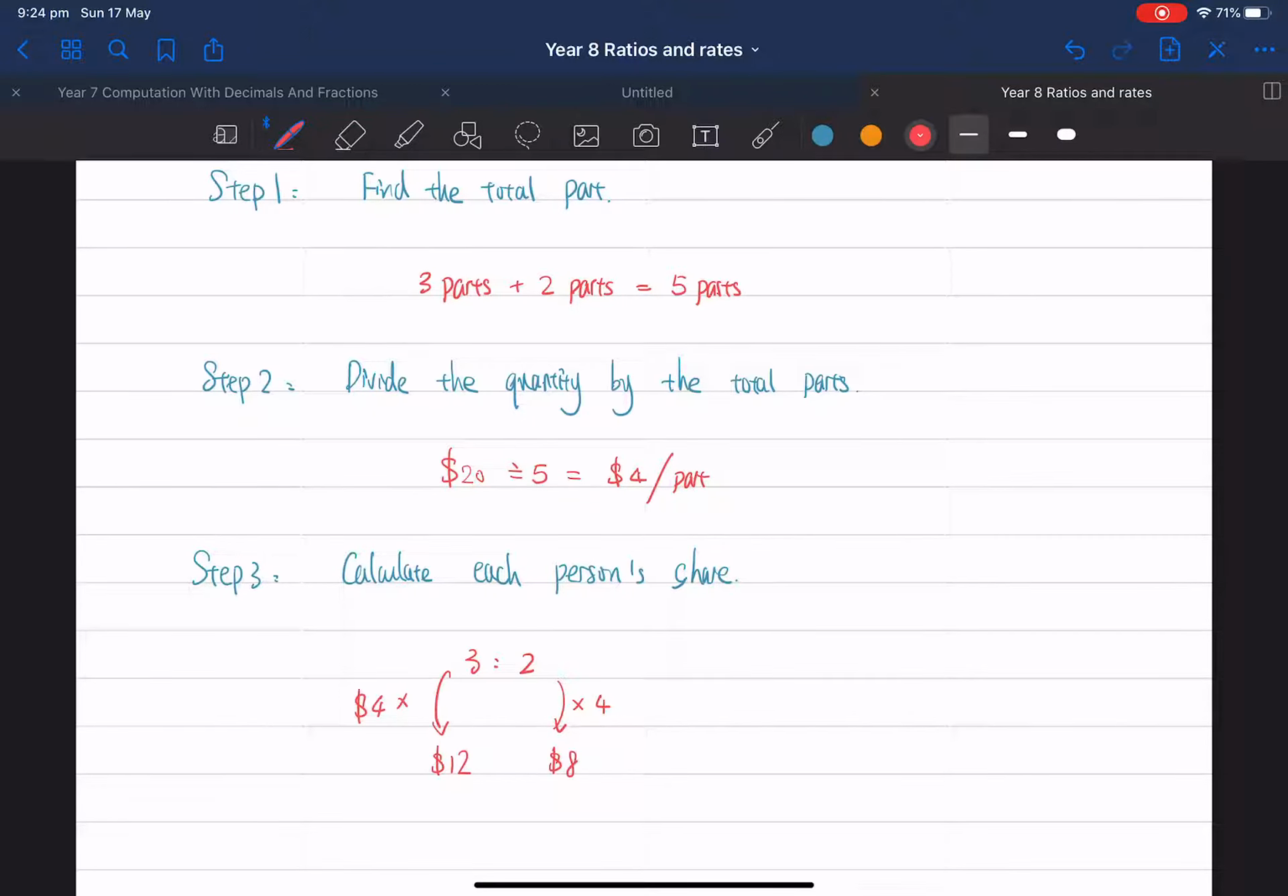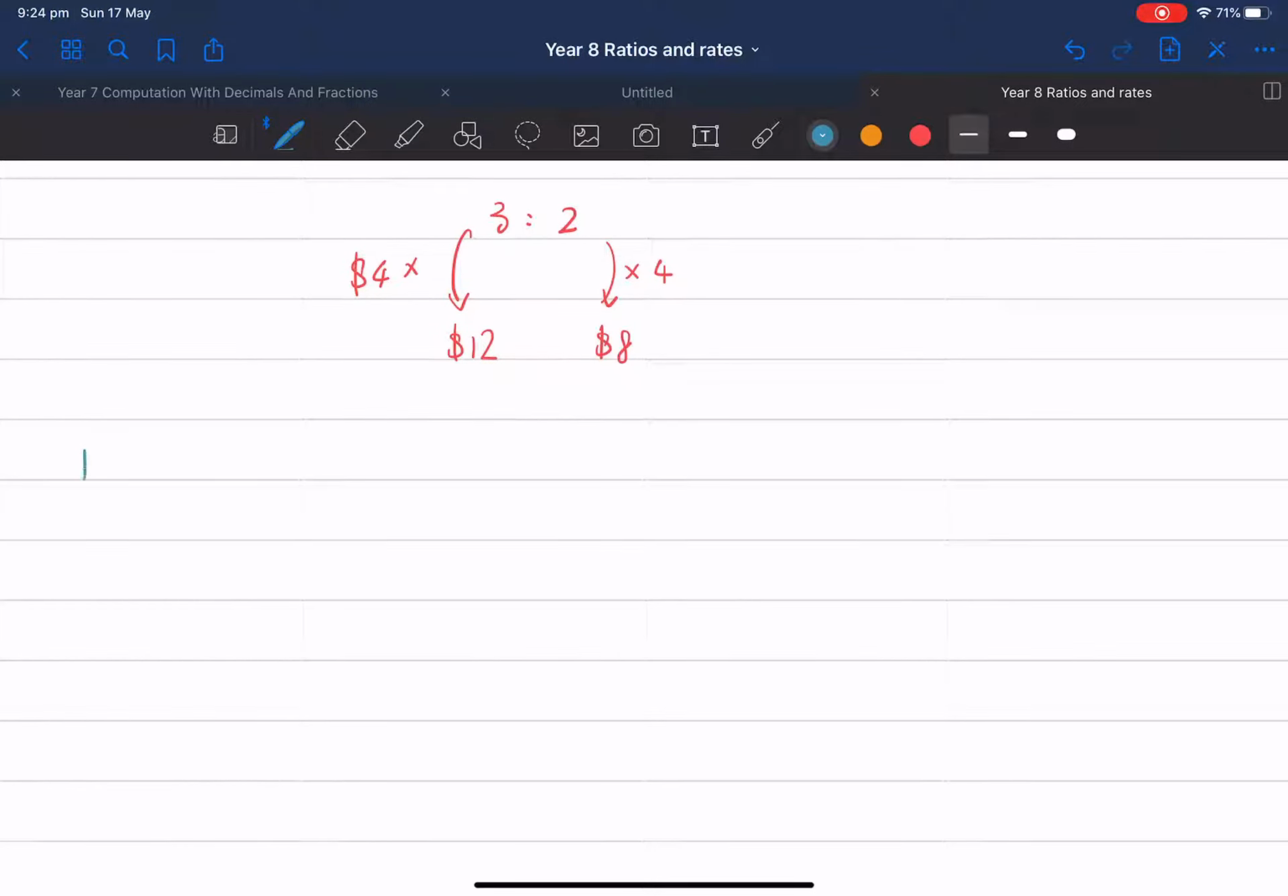All right, so let's continue with another example, but this time we have 3 numbers in a ratio. How do we do questions if it's 3 numbers? Are we using the same methods? All right, so divide $300 in the ratio 2-to-1-to-3. So what do we do with this?